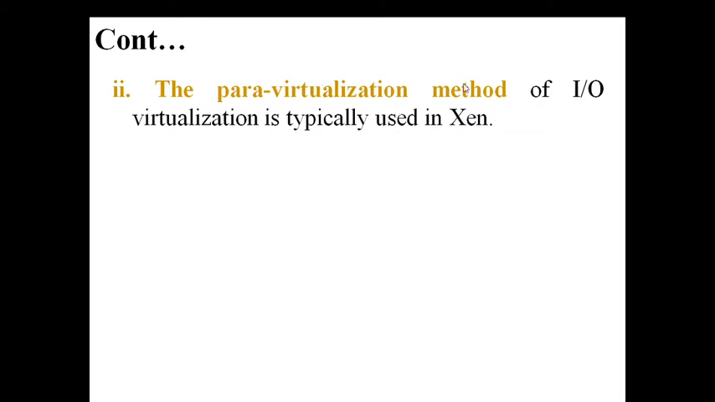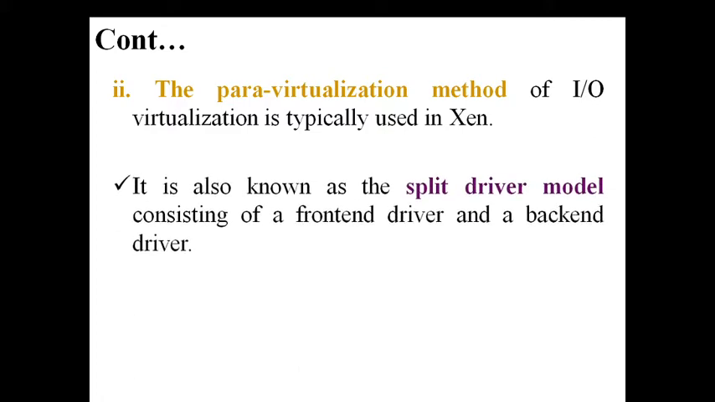the para virtualization method of IO virtualization is typically used in Xen. We learned about Xen in the previous classes. Xen takes care of this para virtualization. It will divide the drivers. What is happening? They need conversion. It will convert at the time of execution only, but it doesn't have any software like the previous one, right?